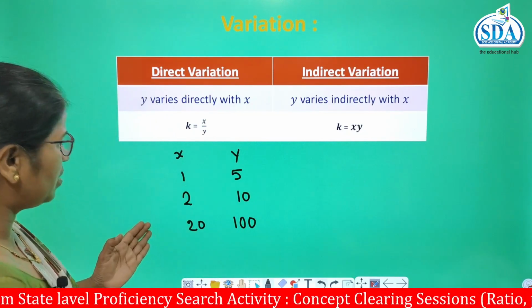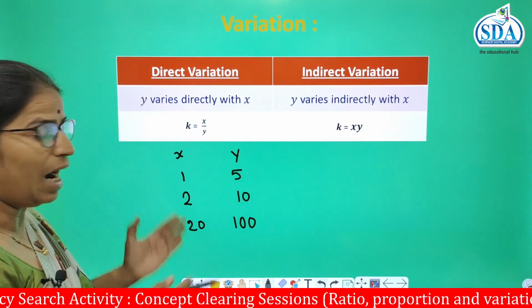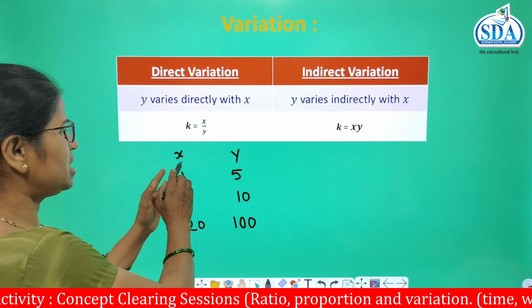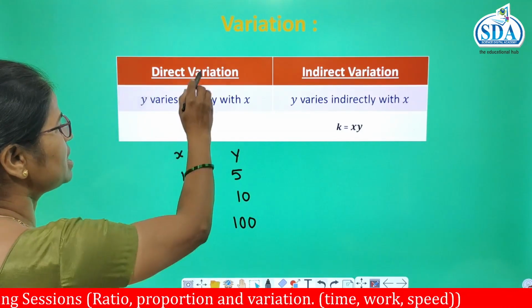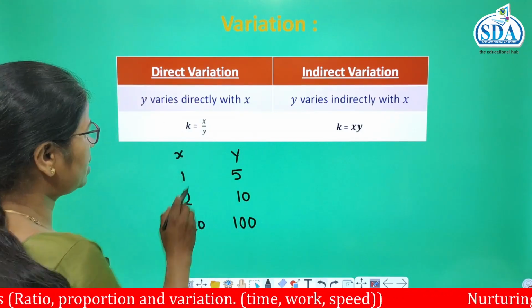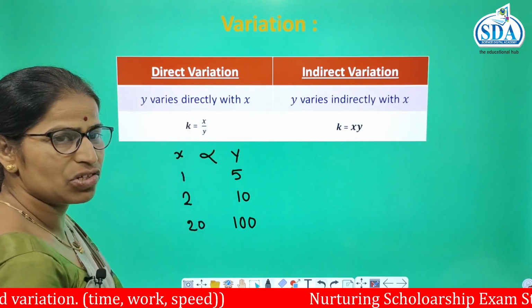Now observe here, if the first quantity increases, the second also increases. At that time, X is directly proportional to Y. It is called direct variation. X is directly proportional to Y. It is called direct variation.